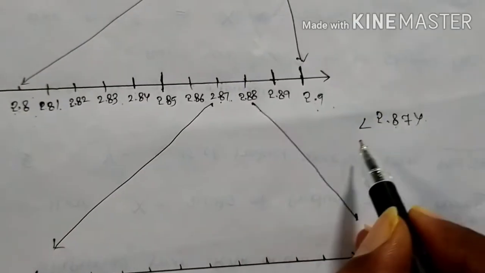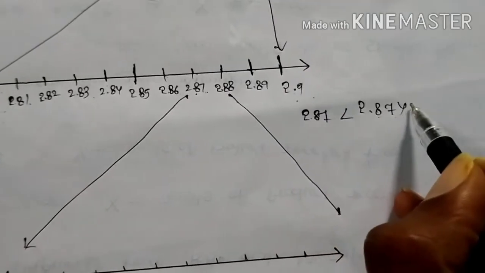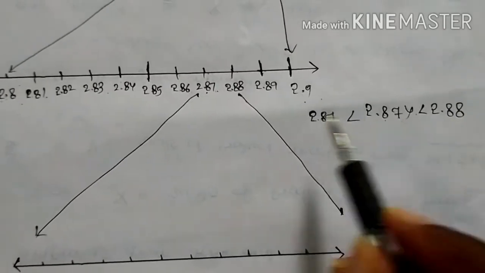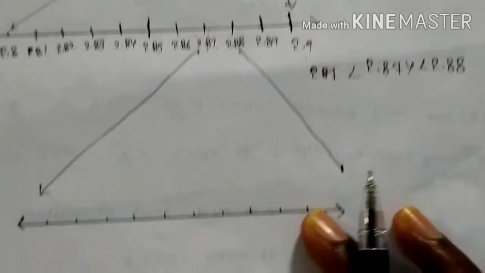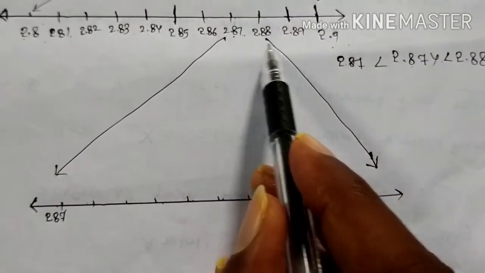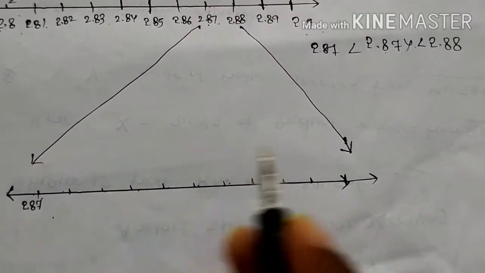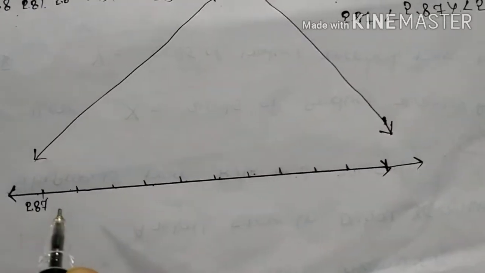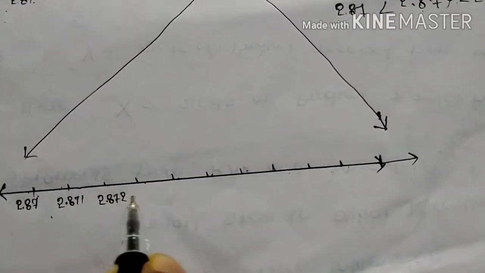So I am writing here 2.87 is less than 2.874, which is less than 2.88. So I am dividing 2.87 and 2.88 into 10 equal parts. Here I am taking 2.87, and here 2.88. 2.87 means the next number will become 2.871. Here how much? 2.872.